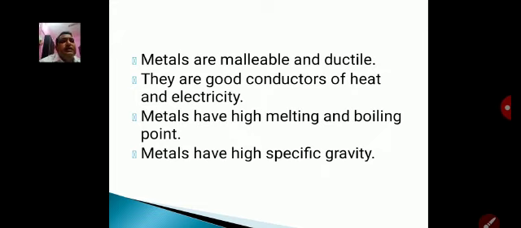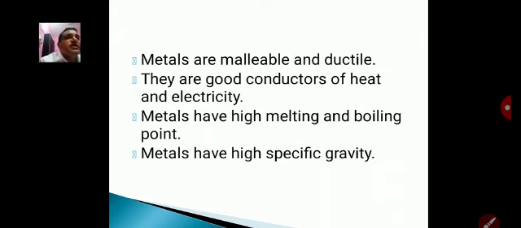Ductility is another characteristic of metals. Ductility means the metal can be drawn into thin wires. The property which allows the metal to be drawn into wire is called ductility. And the next one is conductivity. What is conductivity? Metals are good conductors of heat and electricity. Copper, silver, gold, aluminum and iron metals are good conductors of heat. Silver is the best conductor of heat.